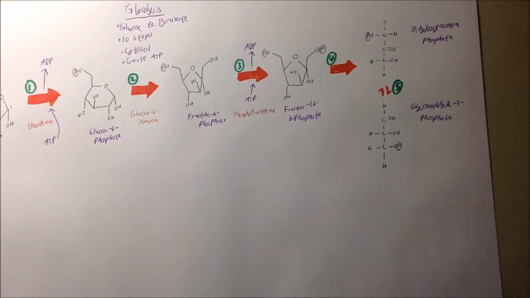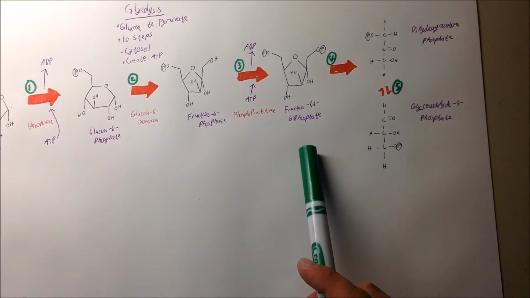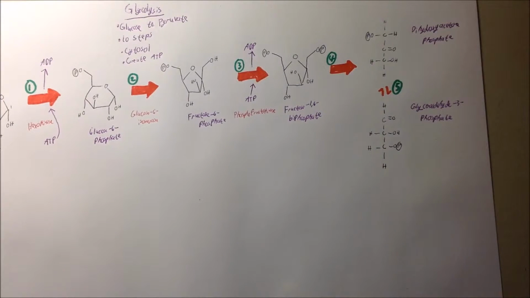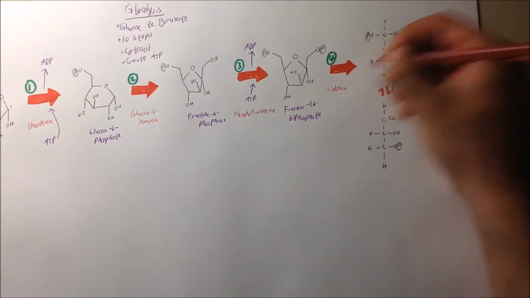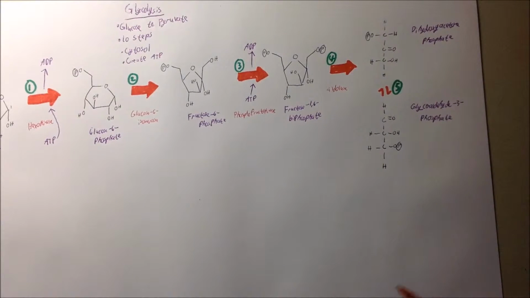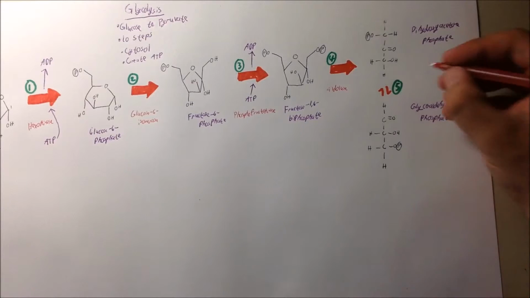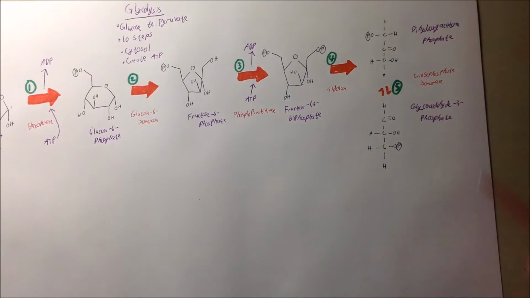So to get from fructose 1,6-biphosphate to these two molecules, you need to have aldolase to convert it. And the enzyme that can convert dihydroxyacetone phosphate to glyceraldehyde 3-phosphate is triosephosphate isomerase. So triosephosphate isomerase allows dihydroxyacetone phosphate to convert to glyceraldehyde 3-phosphate.